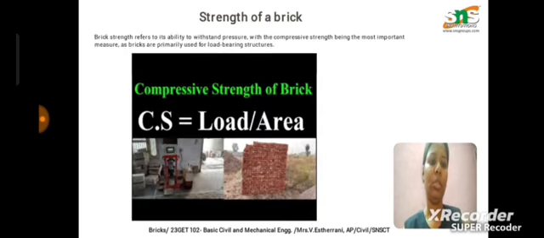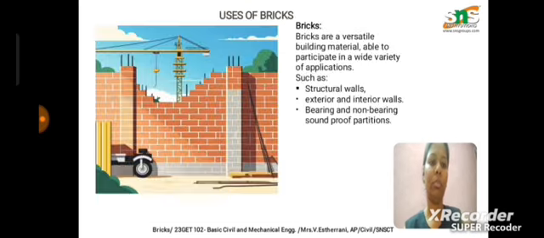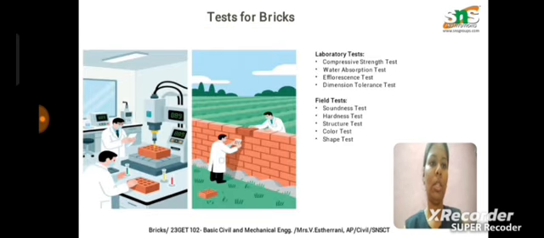Next one is the strength of the brick. The strength of the brick can be measured by the load by area. This is around the compressive strength should be greater than 35 kg per centimeter cube. Next one is uses of bricks. These bricks are most widely used for the structural walls, interior, exterior, and it is used for the soundproof partitions also. Next one is types.